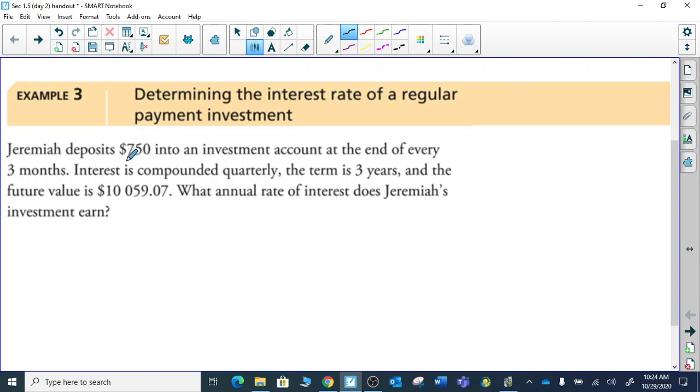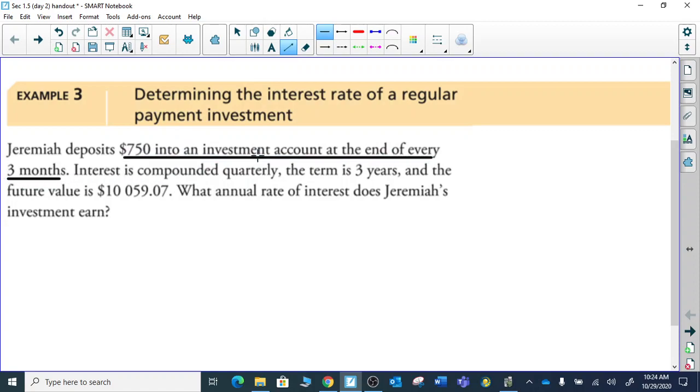So first of all, we see that regular payment right here at the end of every 3 months. And so that there is what tells us that we're going to have a regular payment, and that's when we have to use the graphing calculator.